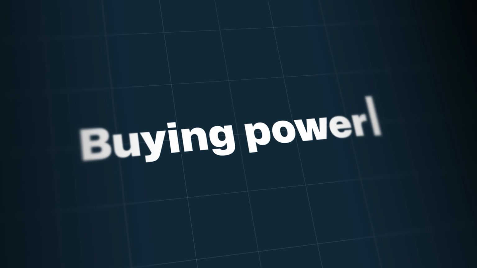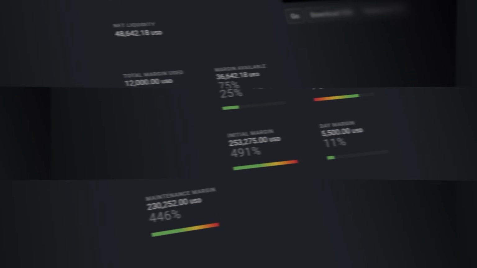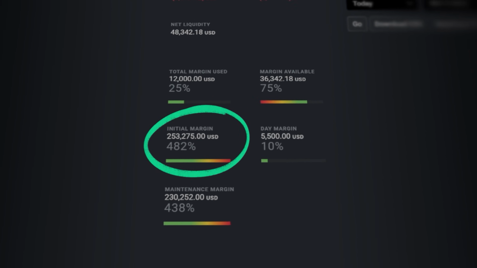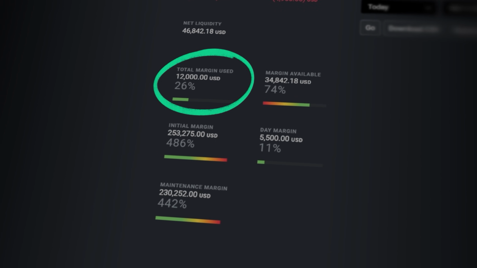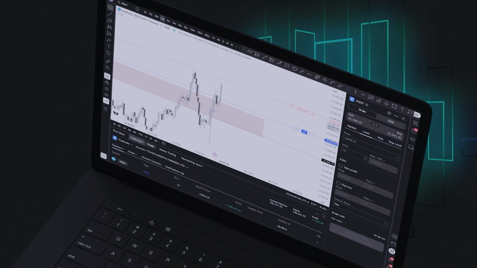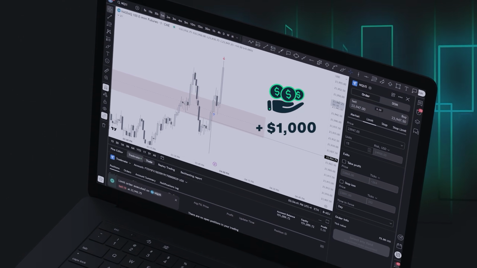Buying power. This shows how much margin you have available for new trades. Here's where futures get interesting. One ES contract might be worth $250,000 based on the current index price, but you only need about $12,000 in margin to control it. That's because you're using margin to control much larger contract values. That's roughly 20-to-1 leverage. This is incredibly powerful because a 20-point move in your favor on one contract equals $1,000 in profit.